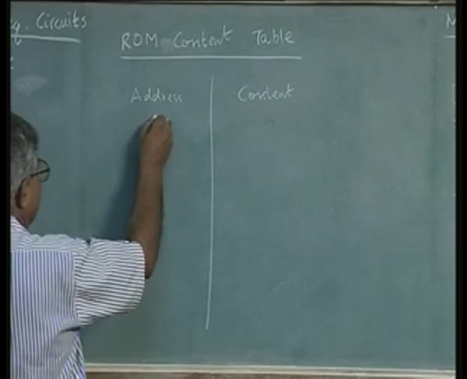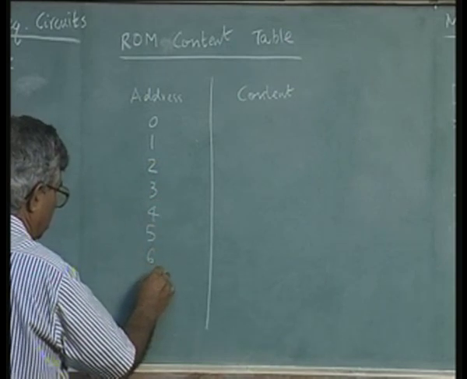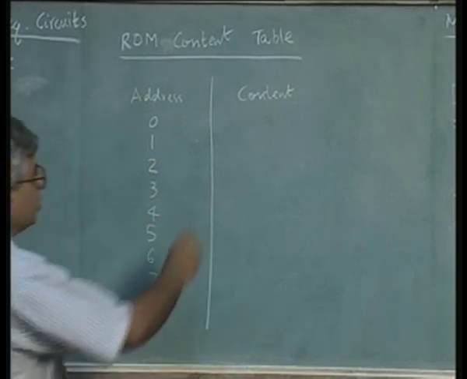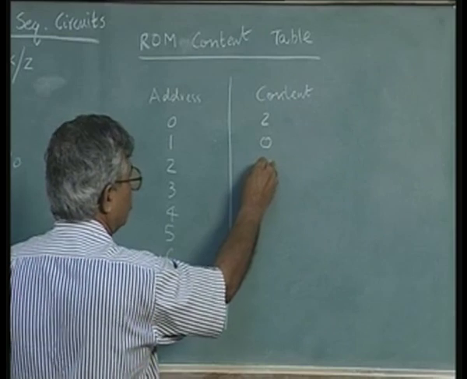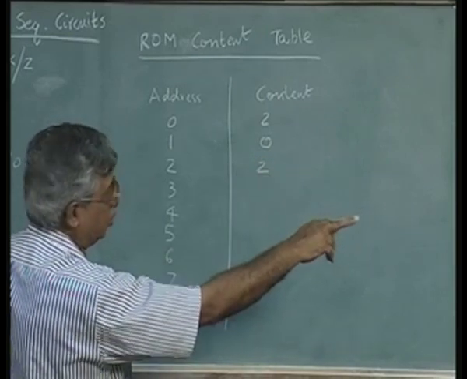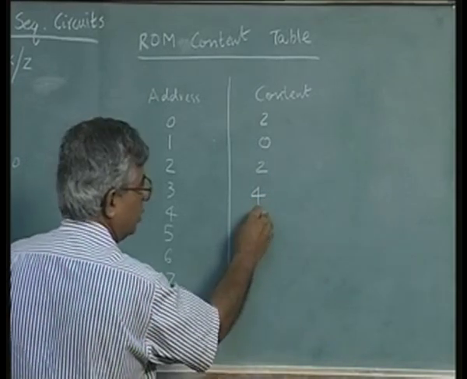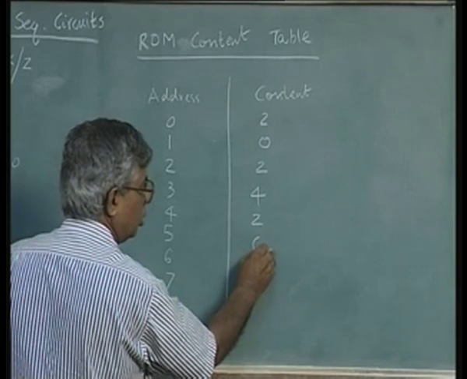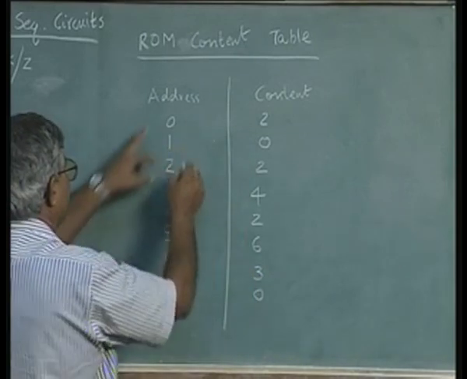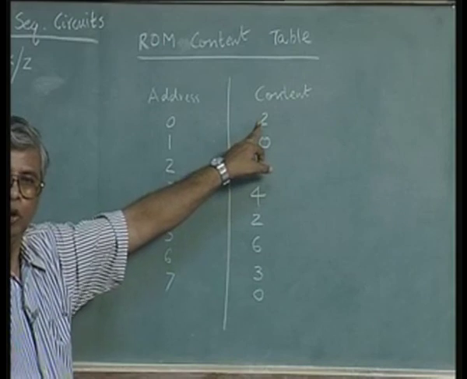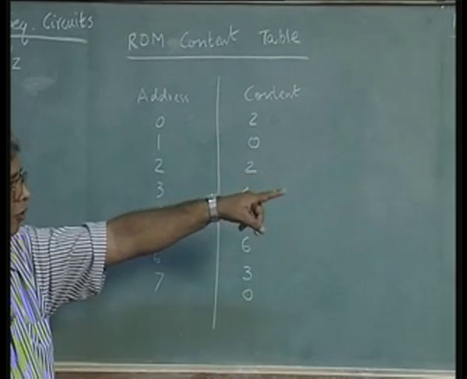For example, in this case there are addresses 0 to 7. And for each of these addresses, what is the content? The first content is 2, second is 0, third is 2, fourth is 4, then 2 again, 6, 3 and 0. So address location 0 contains information 2. When you decode this information 2 into binary, it becomes 0, 1, 0. That is what we want.